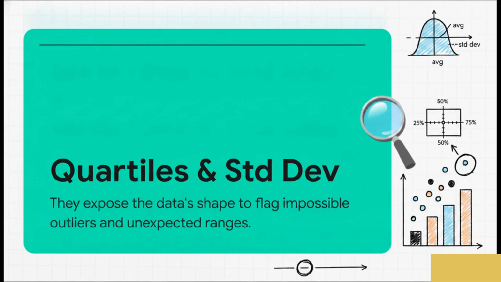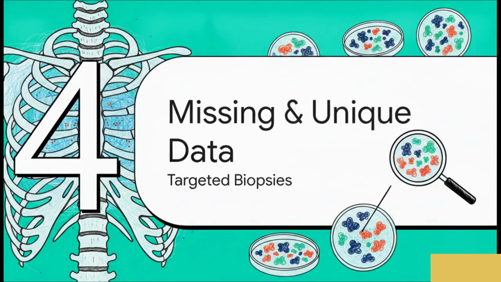If your standard deviation is wildly larger than your mean, it's a massive red flag. It means your data is heavily skewed or riddled with errors. This statistical scan instantly flags impossible outliers, like a maximum age of 999 or a supposedly positive value dropping to -50. Which brings us to Section 4, Missing Data and Uniqueness.